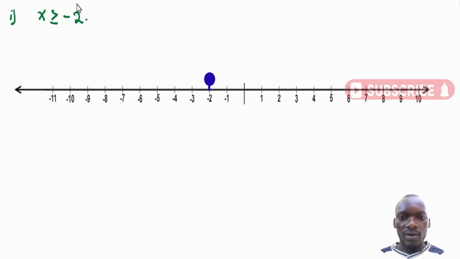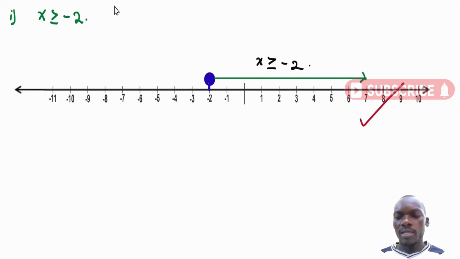So then we ask ourselves, of negative 3 and negative 1, which one is greater than negative 2? We can really say that negative 1 is greater than negative 2, implying that it takes this direction and it doesn't end, it continues in that direction. Let us now indicate by putting this arrow, and now we indicate the inequality, which is x greater than or equal to negative 2. So that means this is our answer. We have fully represented this inequality, Roman numeral 1, on a number line.